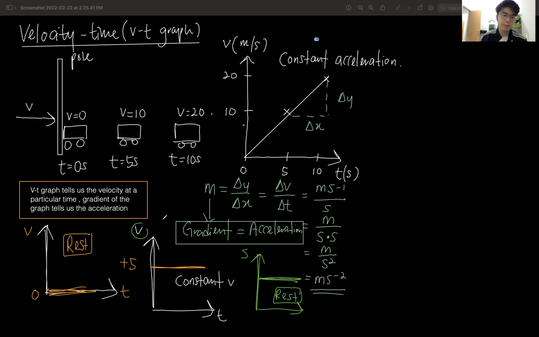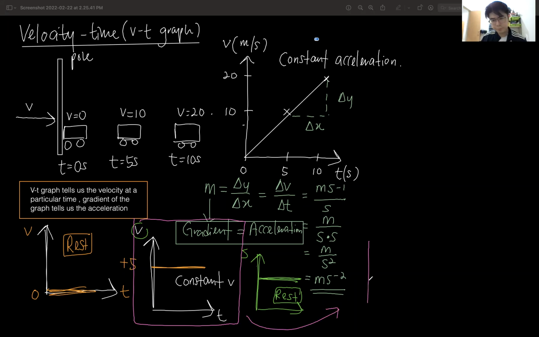If I want to convert this graph to the ST graph, how would it look like? This graph, constant velocity, in the ST graph, it looked like a straight line.